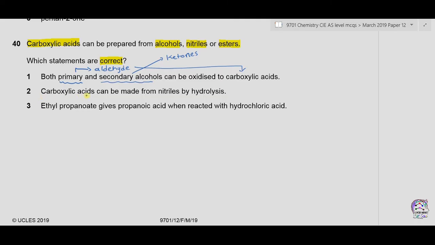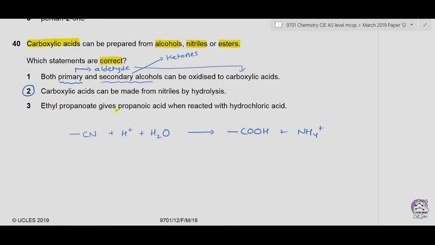Option 2. Carboxylic acids can be made from nitriles by hydrolysis. We can write chemical equation for this. CN means nitrile, and it is hydrolyzed in the presence of acid to produce carboxylic acid and ammonium ion. So option 2 is correct.